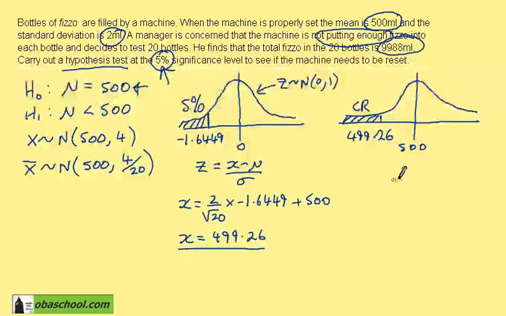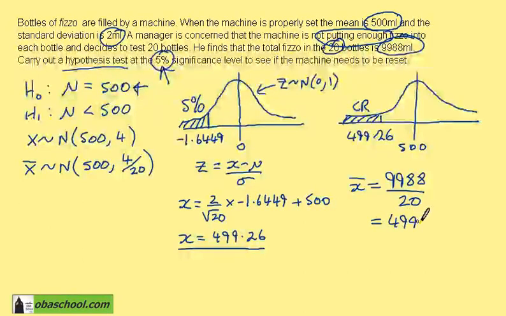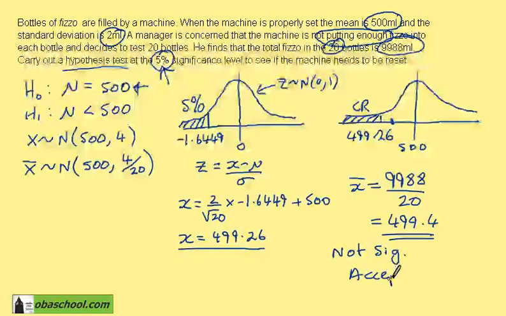We have 9,988 milliliters in 20 bottles. So our mean is equal to 499.4 milliliters. That's not in the critical region. Therefore, it's not significant at this level, and we accept H0. In other words, the machine is set correctly.